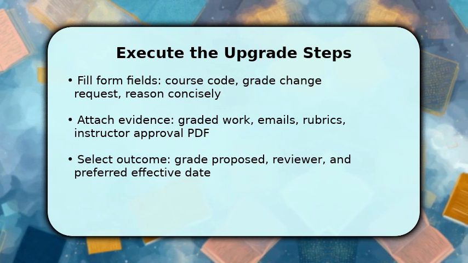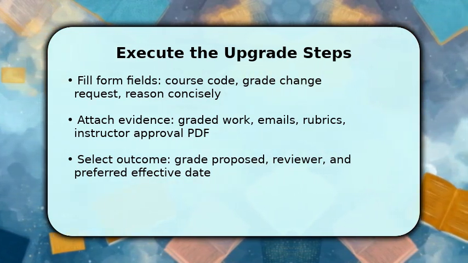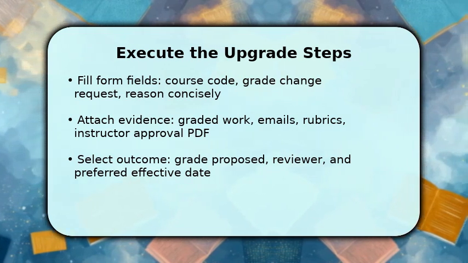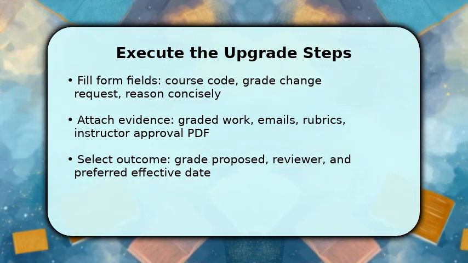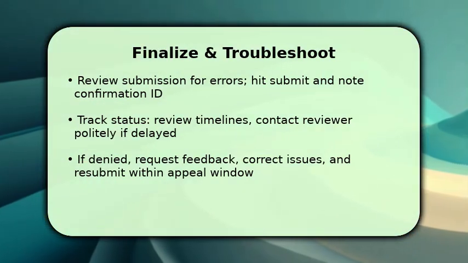Make sure to double-check file formats and file sizes so attachments upload correctly, since missing evidence is the most common rejection cause. You finish by carefully reviewing every field and attachment, then submit and record the confirmation ID.